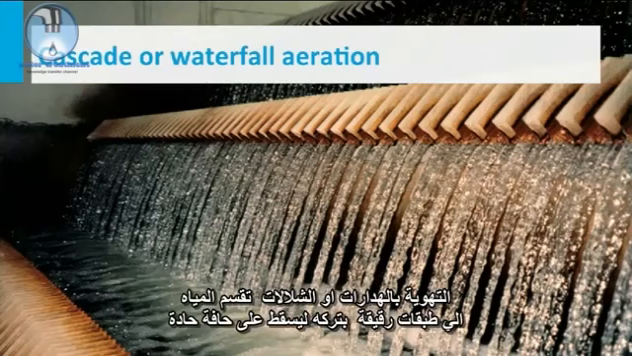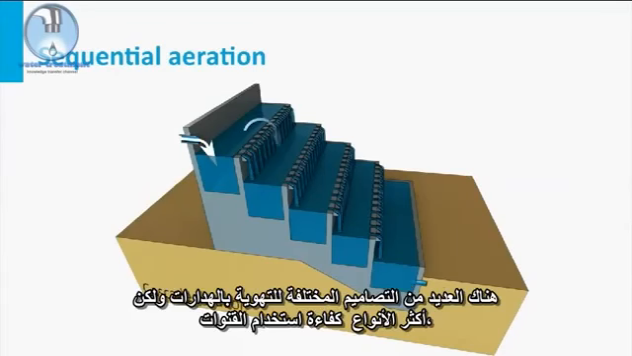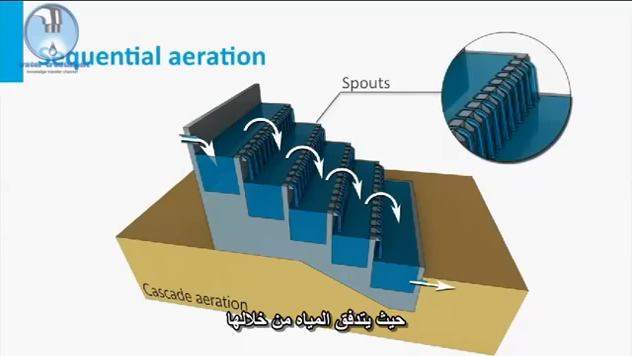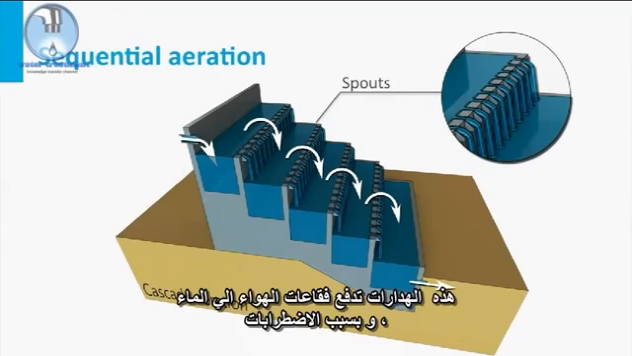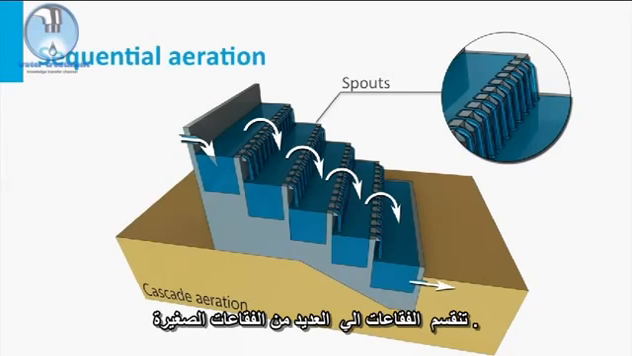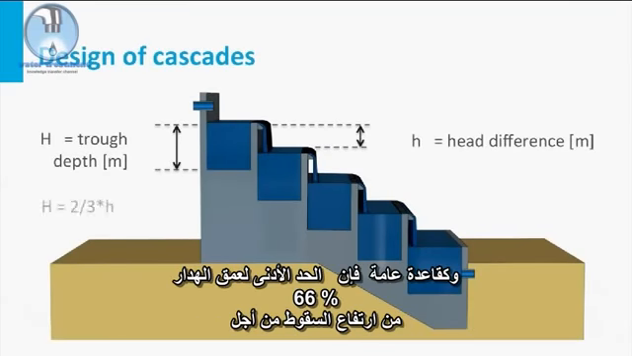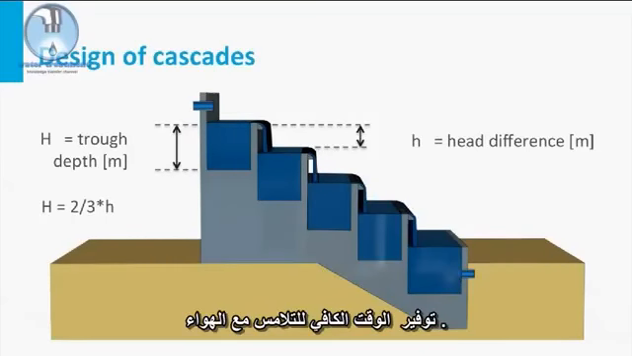Cascade or waterfall aeration divides the water in a thin layer by letting it fall over a sharp edge. There are many different designs around, but the most efficient types use spouts where the water falls through. This cascading forces air bubbles into the water, and because of the turbulence, these are separated into many small bubbles. As a rule of thumb, the trowel has to have a minimum depth of 66% of the fall height in order to obtain sufficient contact time.